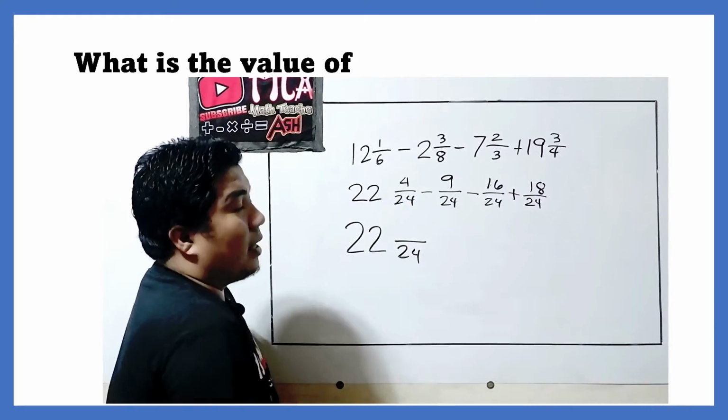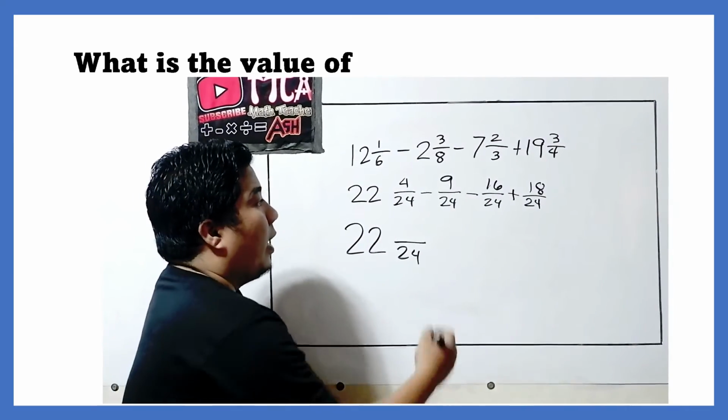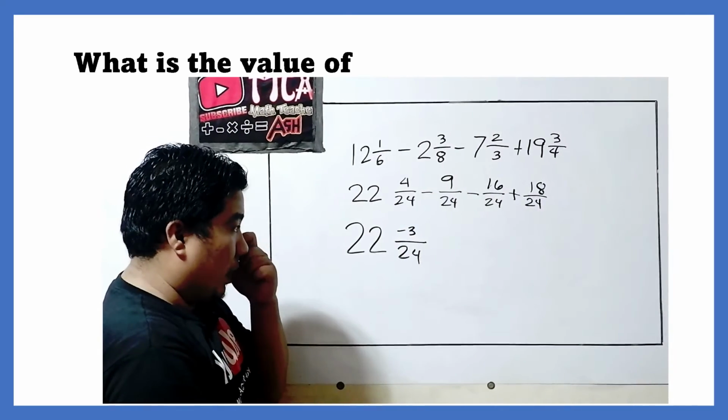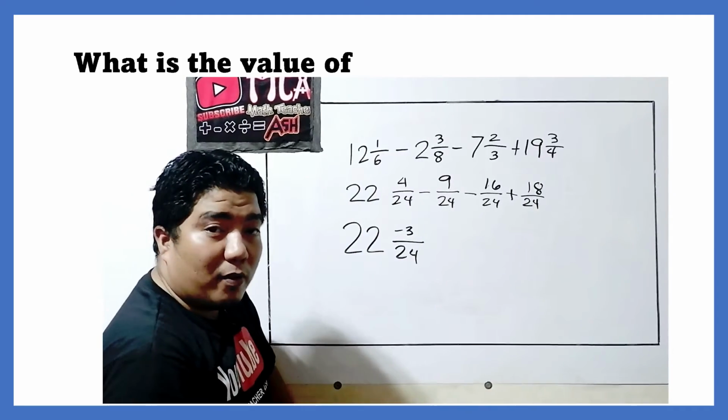So 4 minus 9, that is negative 5. Negative 5 minus 16, that is negative 21. And negative 21 plus 18, that is negative 3. Now, the problem here is that we don't have a final answer with a negative fraction.